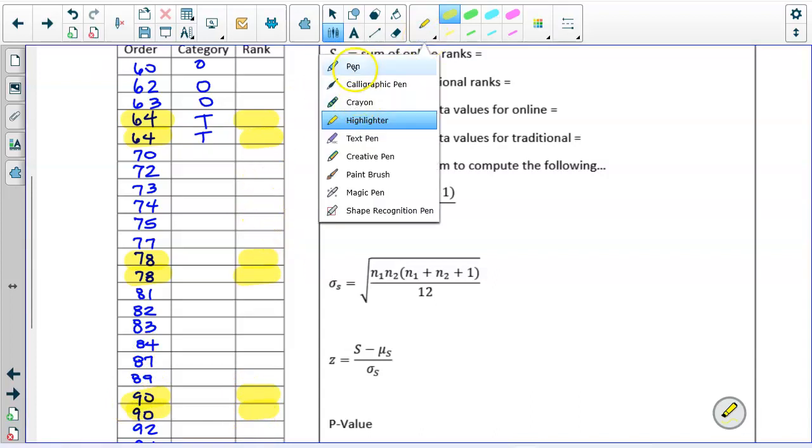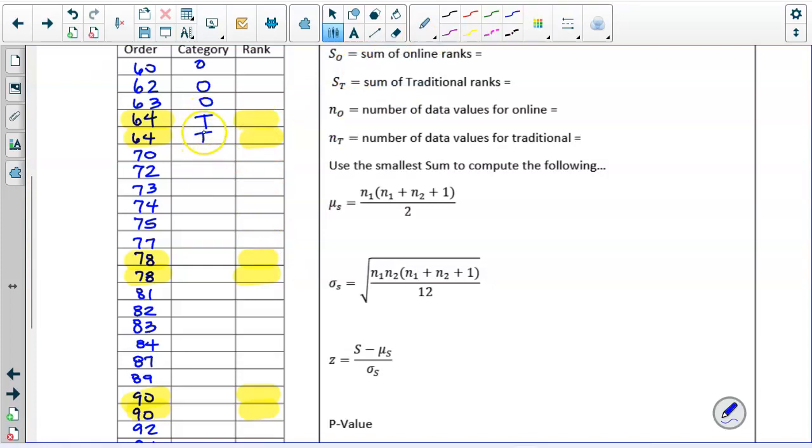And then, with that being said, these 64s were both T's. These 78s are both O's, you know, for online. But then down here, you have one online and one traditional. It doesn't matter because they get the same rank, okay? So when I was first going through this, I was like, ooh, what do you do? But it doesn't matter because, again, they get the same rank. So for mine, I had online because it was first and then traditional for those. So you do need to tell me the categories because that makes a difference in a second, okay?